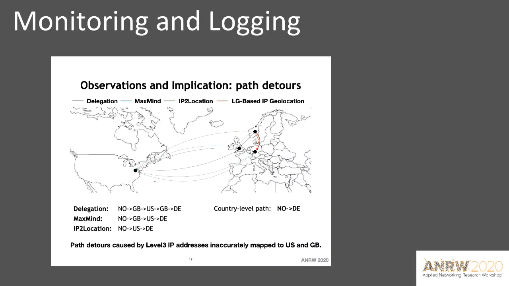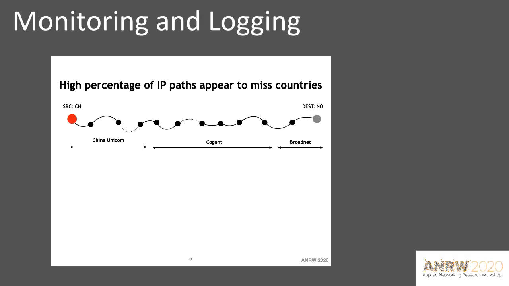However, in the case of the delegation geomappings, we observe that the path goes from Norway to Great Britain, US, back to Great Britain, and then finally reaches Germany. When we use the MaxMind dataset, the path jumps also to US, but on its way back to Europe, it does not cross Great Britain again. And when using the IP to location geomappings, the path also appears to jump to the US, but it does not cross Great Britain at all.